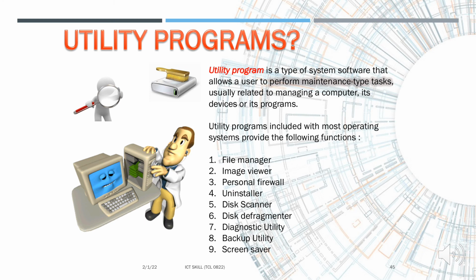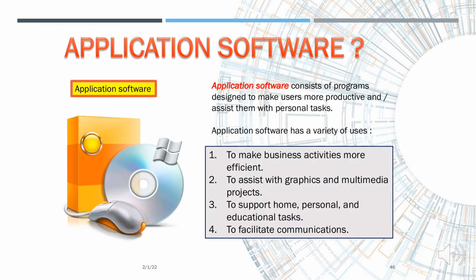Okay, all right. Application software consists of programs designed to be productive and to help the user be more efficient and do their tasks. So this is the second type of software. The first type is system software. We have done explaining about the system software, and the second type is application software, which is more on productivity and to help the user do their tasks.